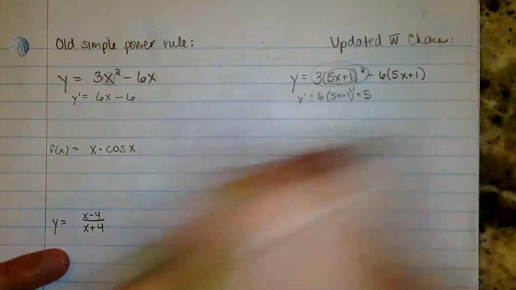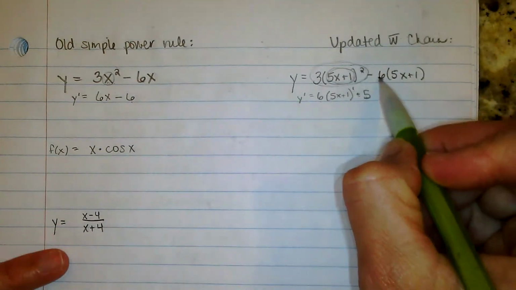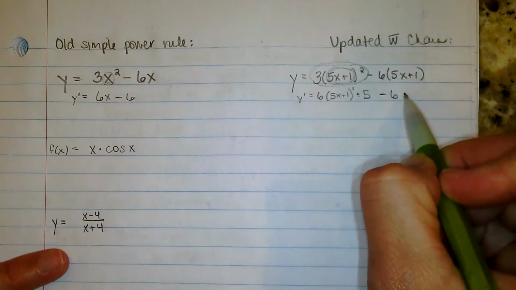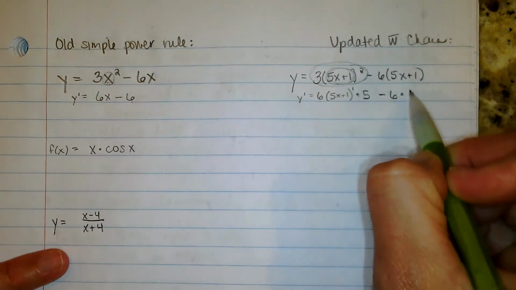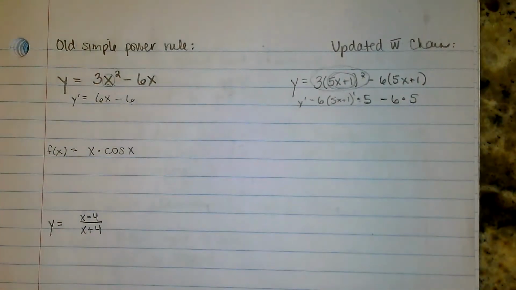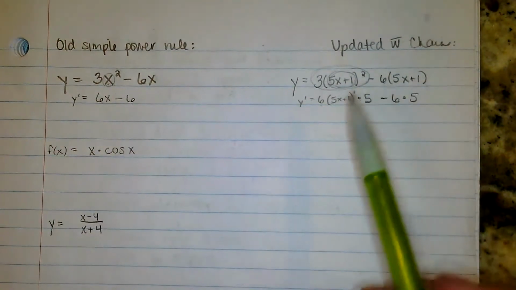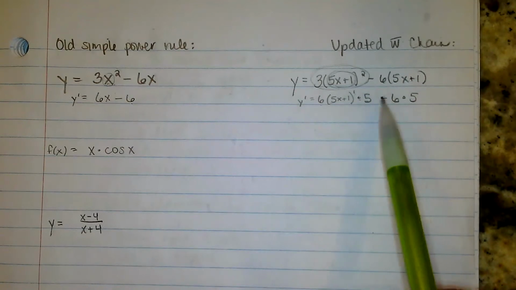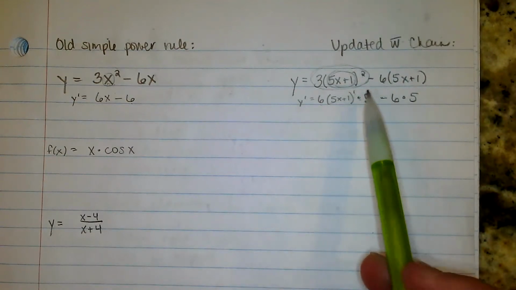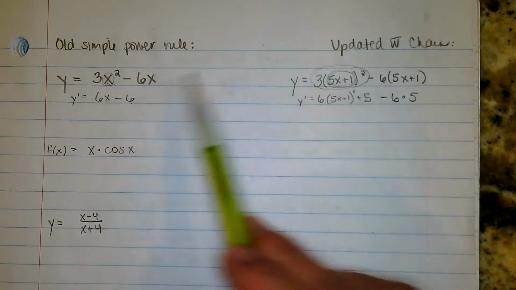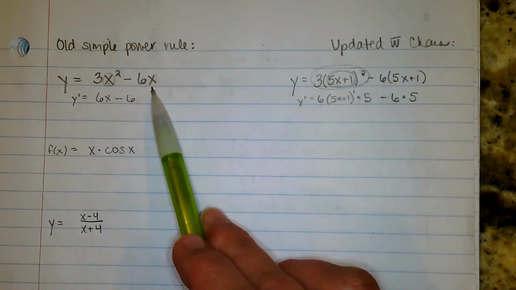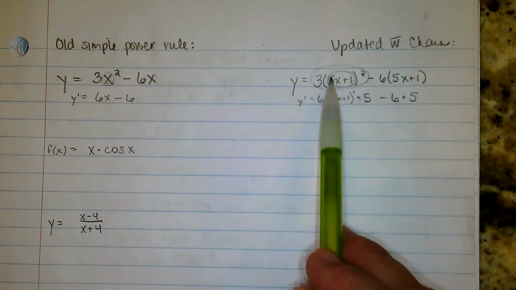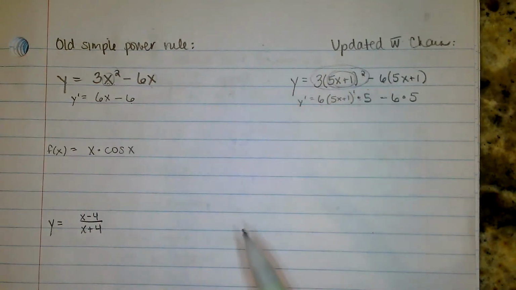And then with this one, you would just do minus 6 times the derivative of what's inside, which would be minus 6 times 5, technically. You probably would distribute this one out and not really do it exactly that way, but I just thought I'd show how we go from a simple power rule to now requiring the chain rule when you have a function within the larger function.